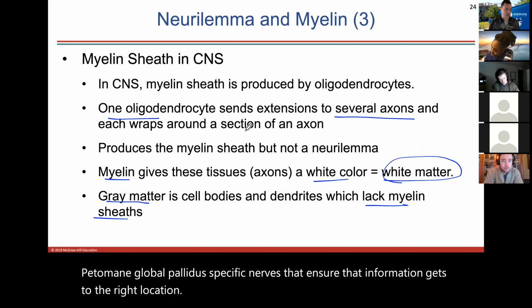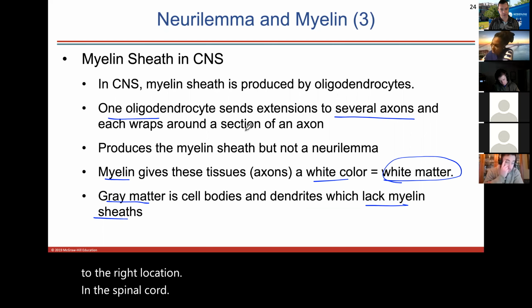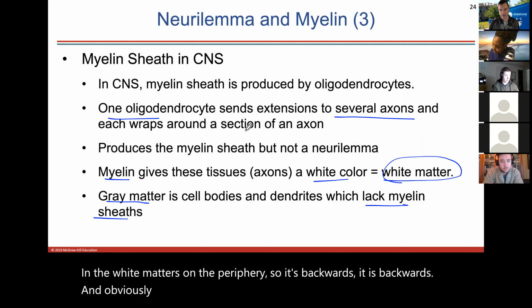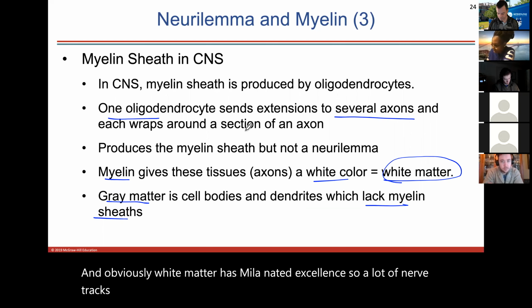In the spinal cord, the gray matter is centrally located, okay? And the white matter is on the periphery, so it's backwards. Okay, it is backwards. And obviously white matter has myelinated axons. So a lot of nerve tracts in those regions.